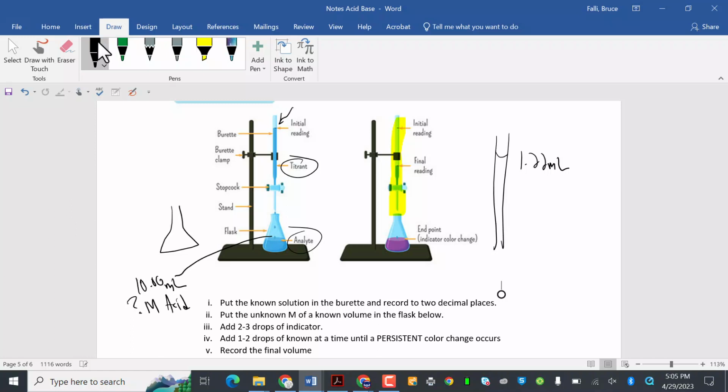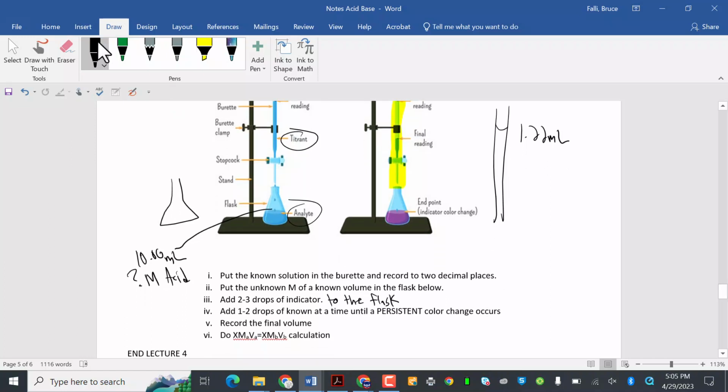Add 2 to 3 drops of indicator to the flask, so that it'll change colors as soon as we've reached our equivalence point. Add 1 to 2 drops of known at a time until a persistent color change occurs. So here's the tricky part. You want to know which single drop makes it change color. So if you drop one drop, bloop, bloop, bloop, bloop, bloop, bloop, that's the one that makes it change color.